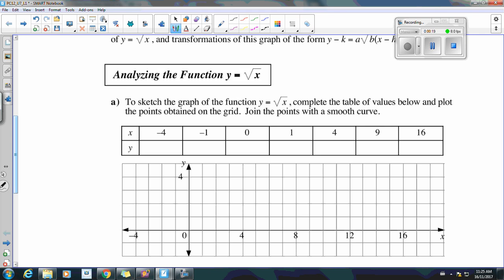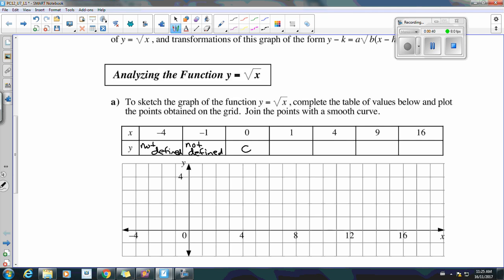To sketch the graph of y equals root x, complete the table of values below and plot the points obtained on the grid. But when x is negative 4, this is not defined. We cannot take the square root of negative 4. Same thing with negative 1. So those values of x are not in our domain, so they can't give us output values.